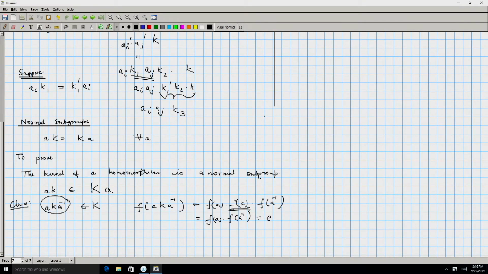Therefore, if we take a k a inverse as k prime, then k prime times a is equal to a k a inverse times a, which is equal to a k. Okay. So, we have written a k as a product of an element belonging to the kernel and a, where the multiplication with a is on the right side. So, the kernel of a homomorphism is a normal subgroup.